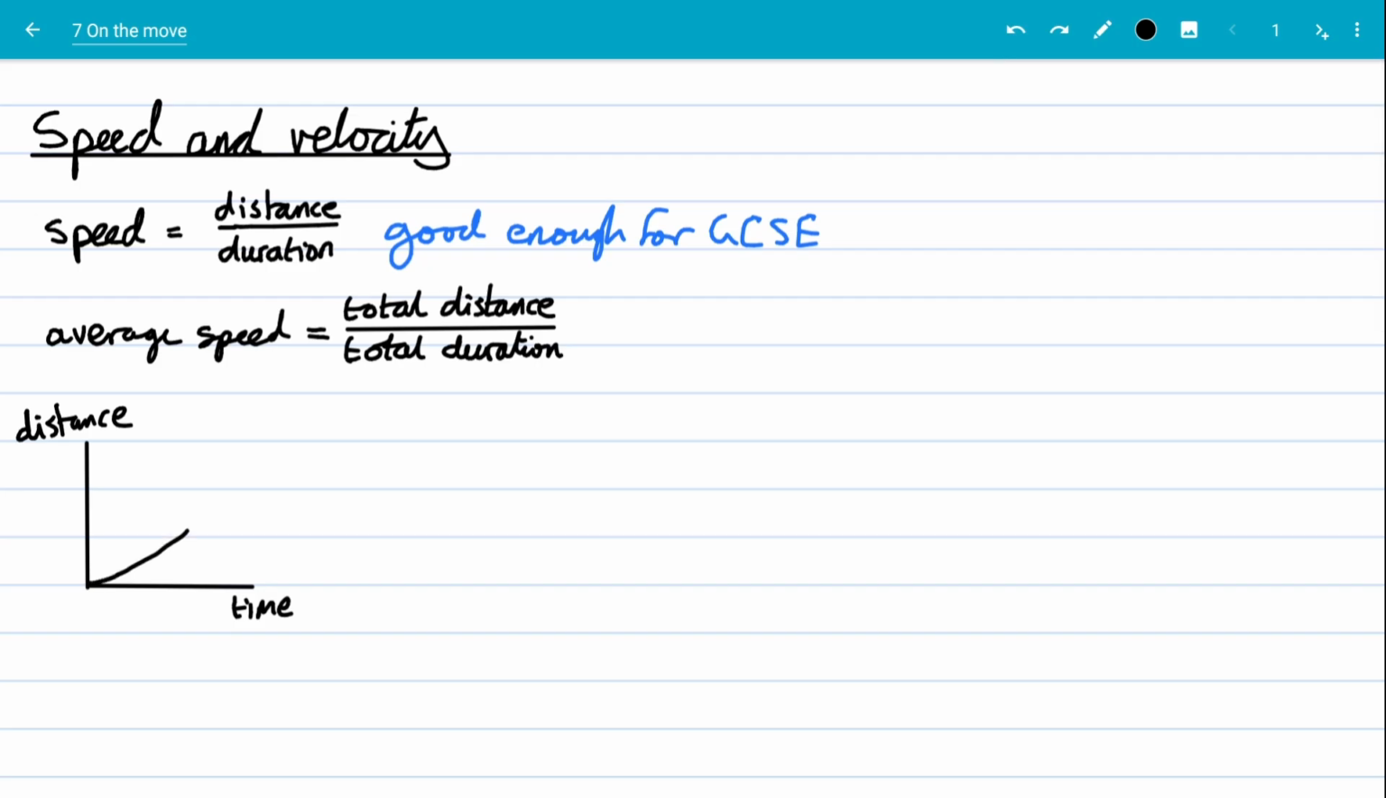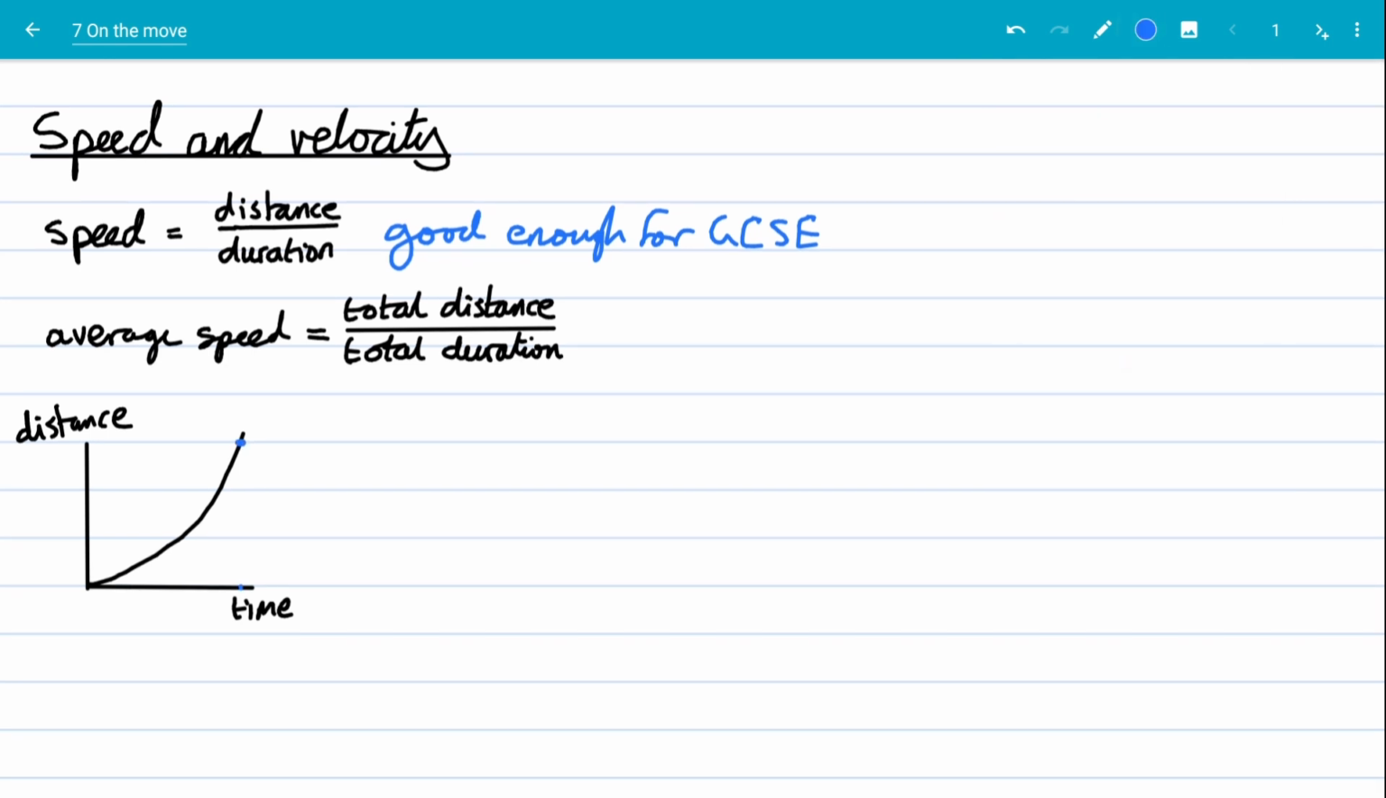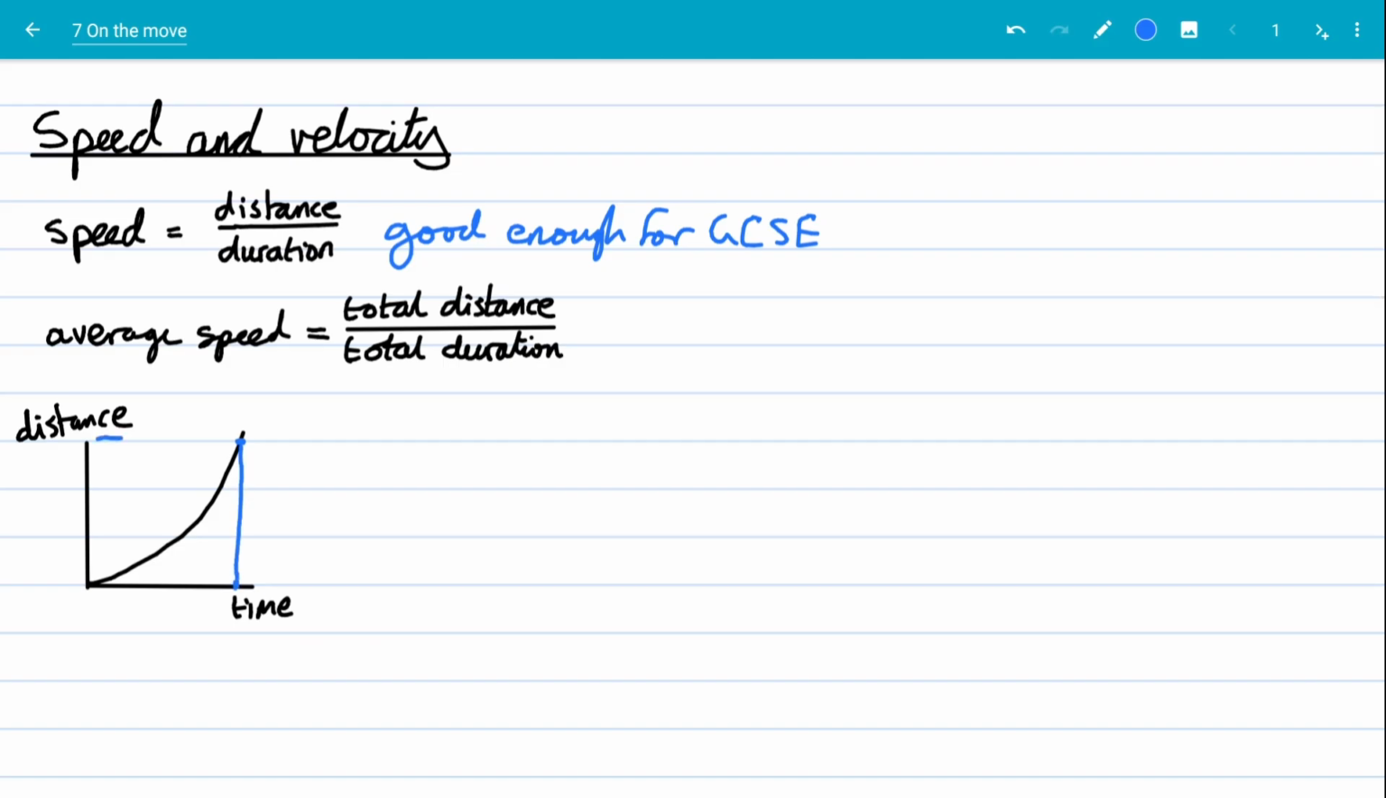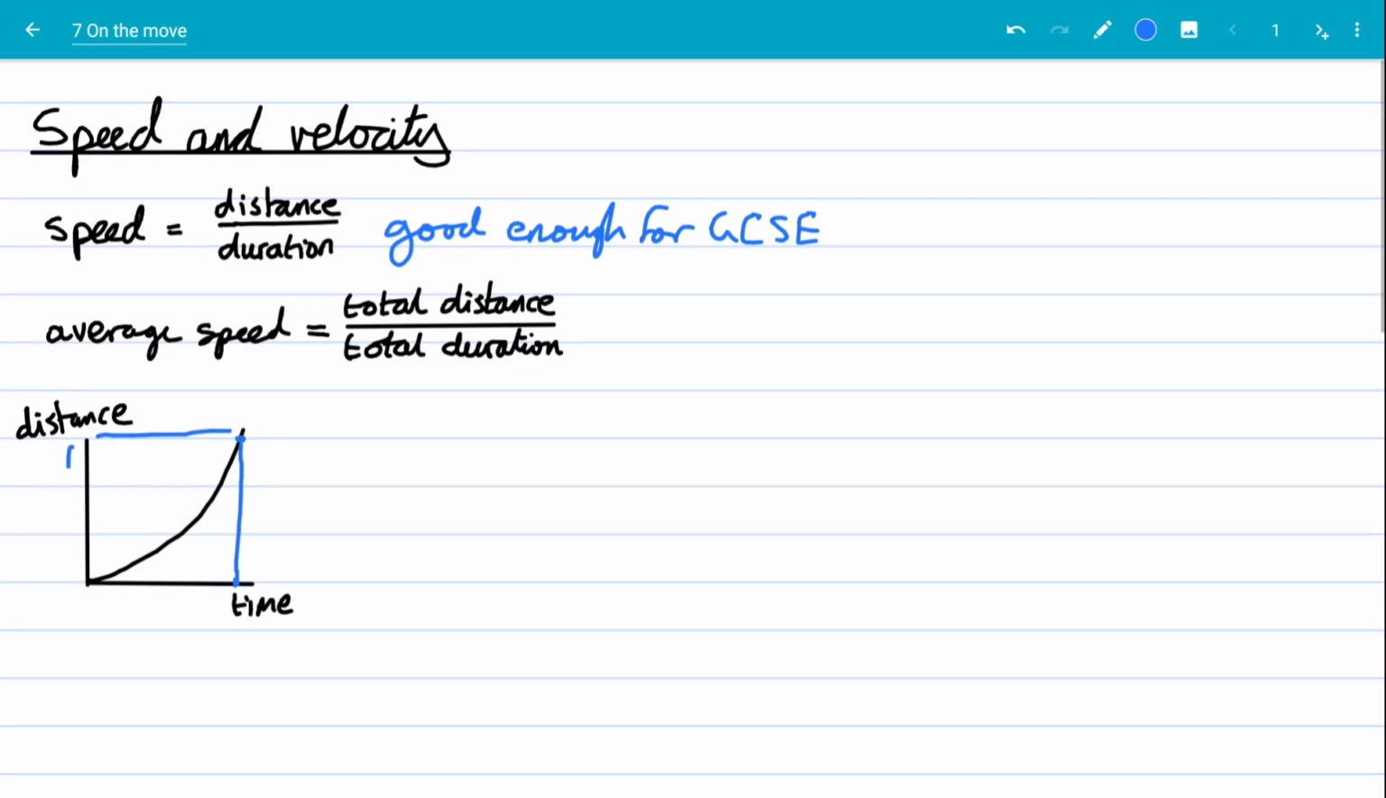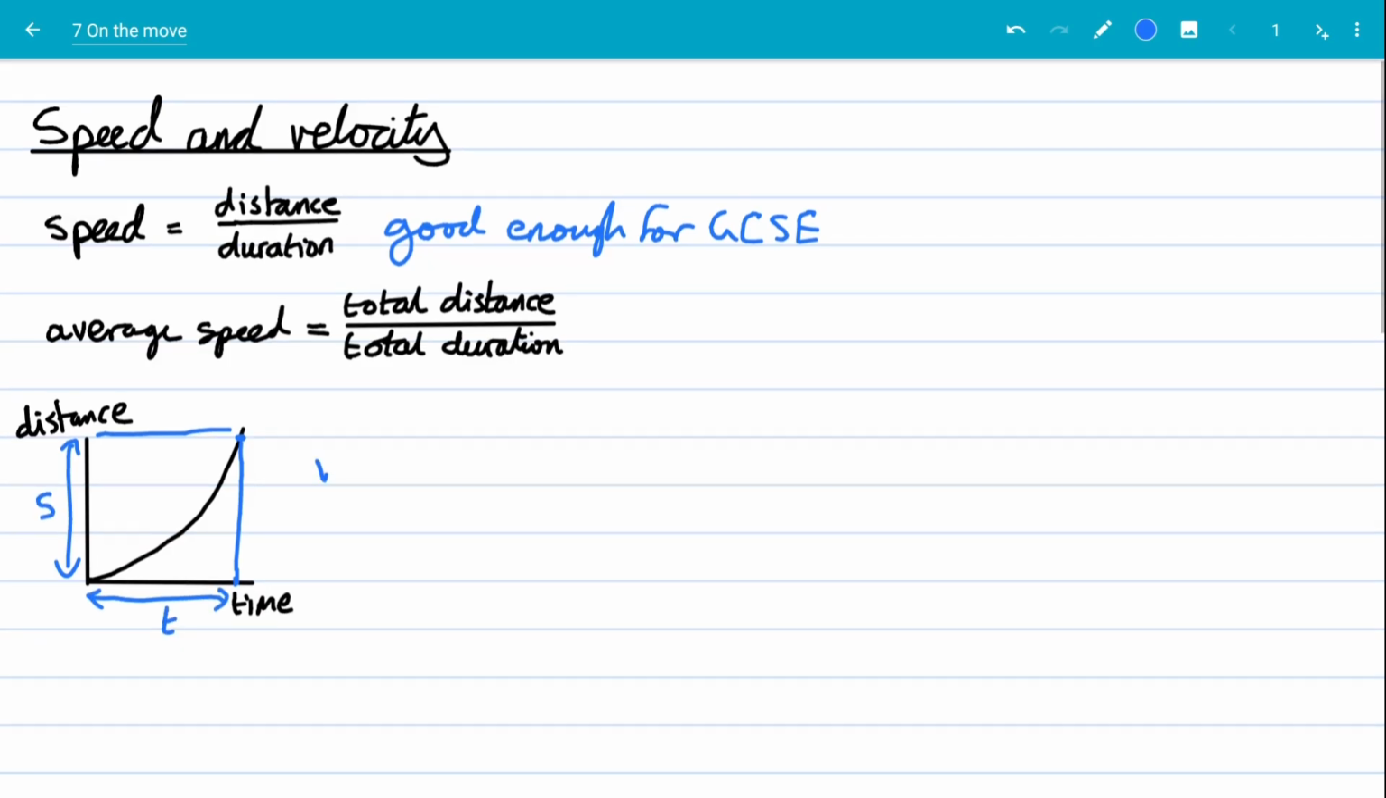So let's say we've got motion like this. If we want to know the average speed up to this particular time, let's do that as a solid line rather than a dotted line, then it would be the total distance divided by the total time. So it's going to be this quantity divided by that quantity. We can call this one S, we can call this one T, and so we can say that the average speed is equal to S divided by T.